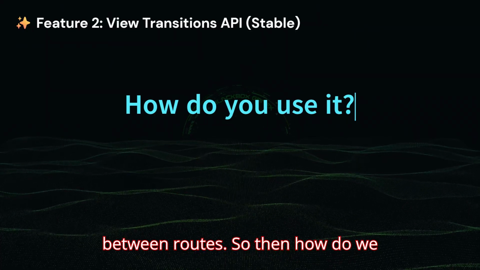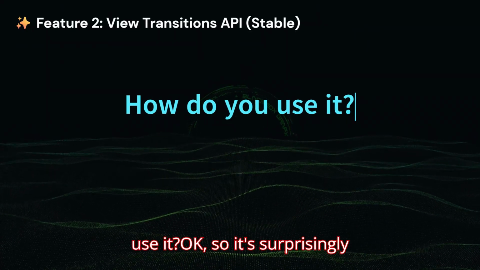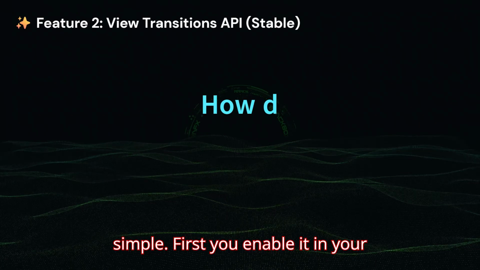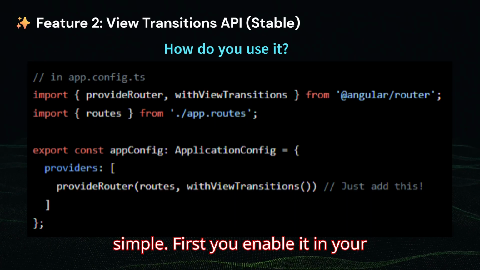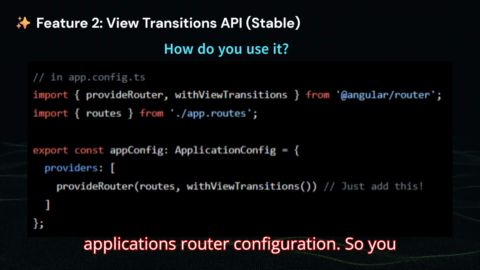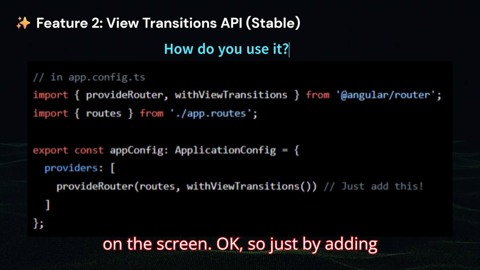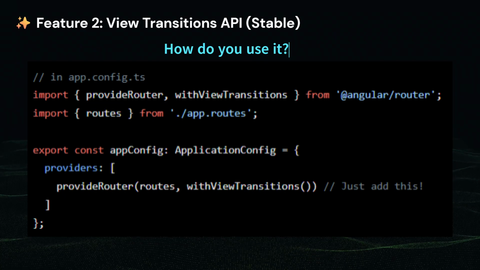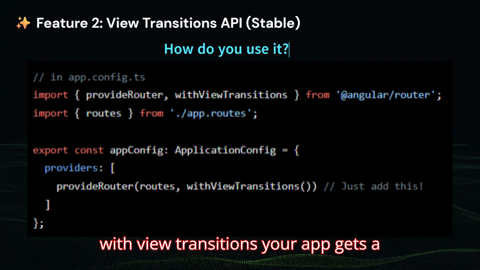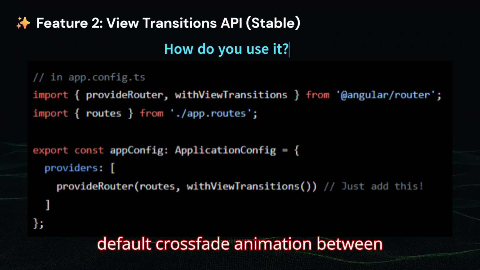So how do we use it? It's surprisingly simple. First, you enable it in your application's router configuration. You can see this app.config.ts file on the screen. Just by adding withViewTransitions, your app gets a default crossfade animation between pages.